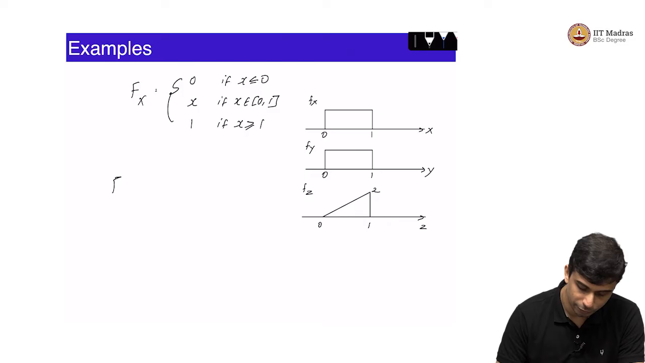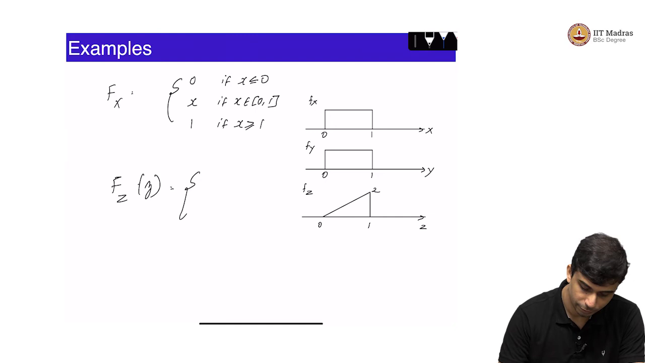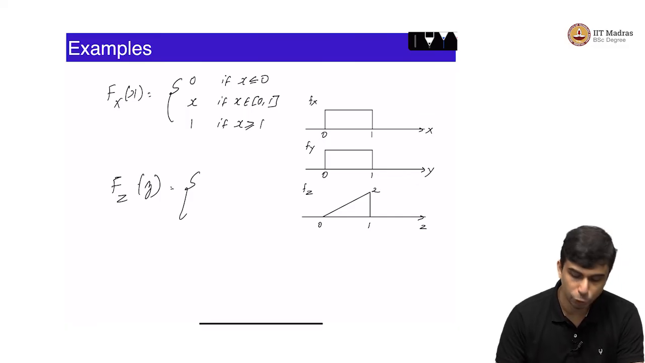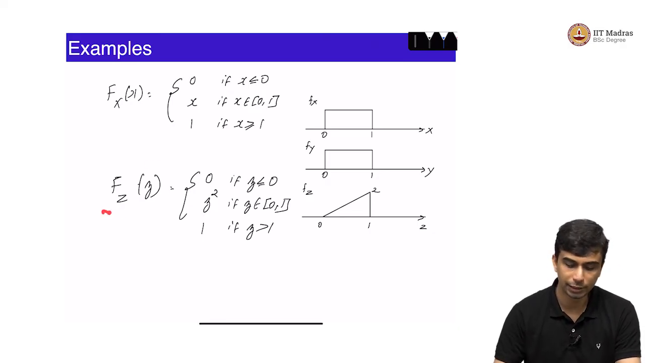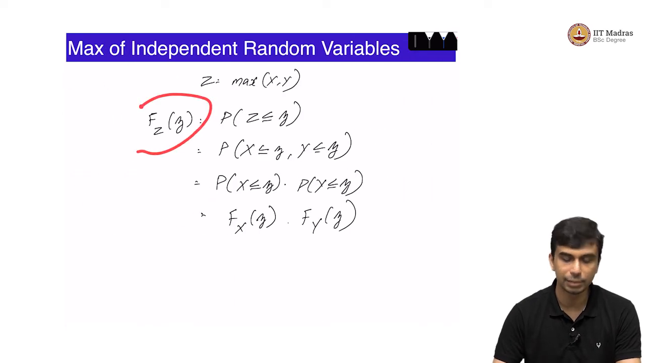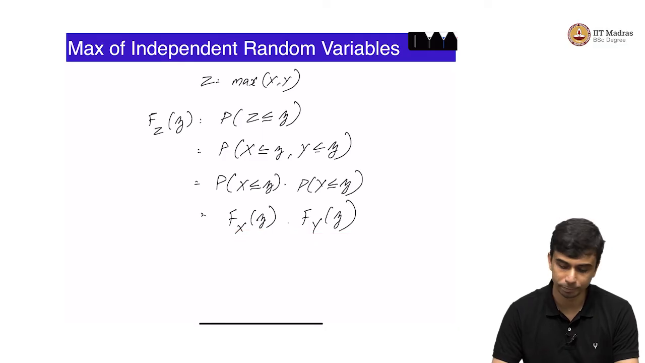So, based on this we have FZ of z equal to 0 if z is less than or equal to 0, z squared if z is in the range of 0 to 1, and 1 if z is greater than 1. This is the CDF of Z, which comes from the simple logic that we derived here. The CDF of Z is simply the product of the CDFs of X and Y.